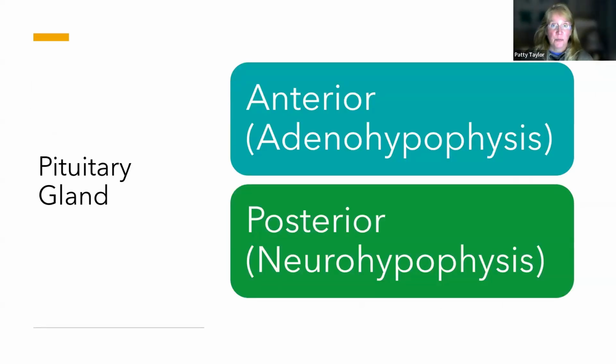So two portions here. The pituitary has an anterior portion called the adenohypophysis, and the posterior portion is the neurohypophysis. And just to repeat, the anterior portion is endocrine tissue, it's glandular tissue that's going to release its own hormones, and the posterior portion is nervous tissue. That posterior portion does not release its own hormones.